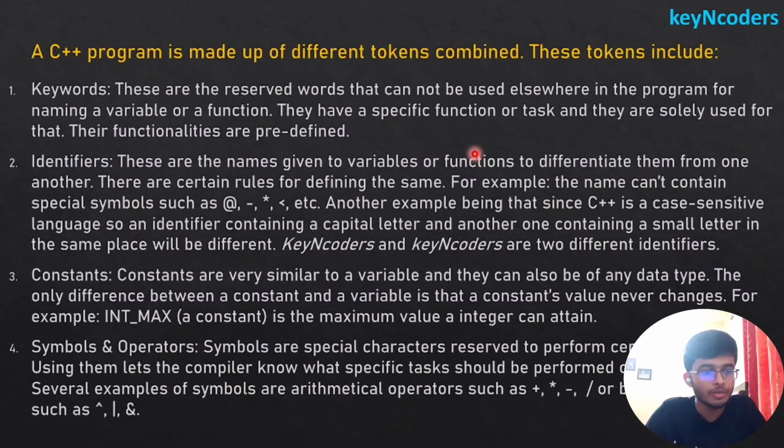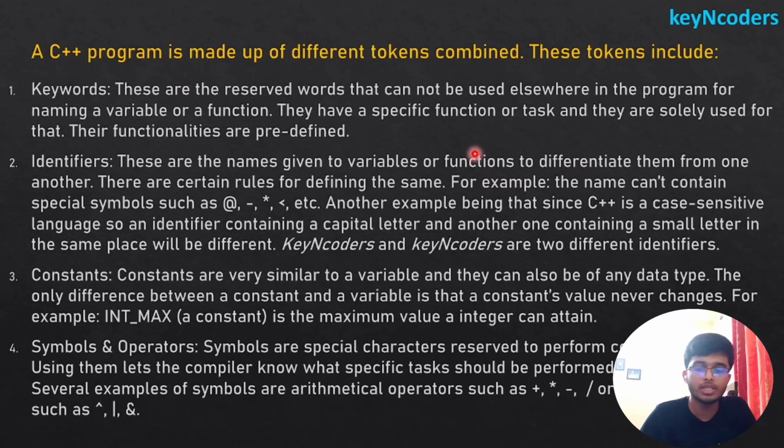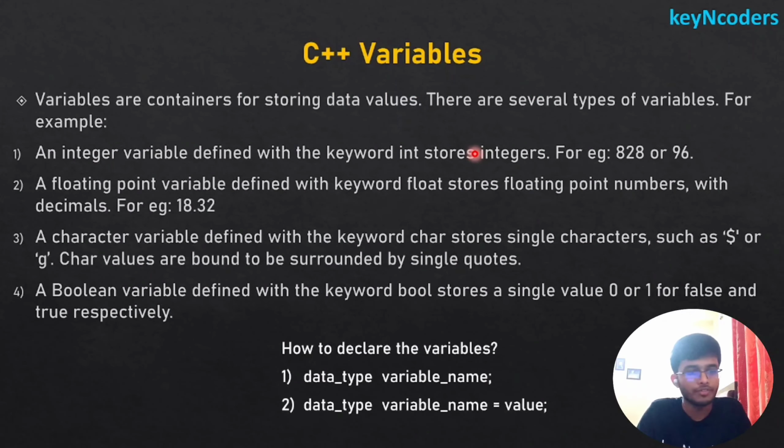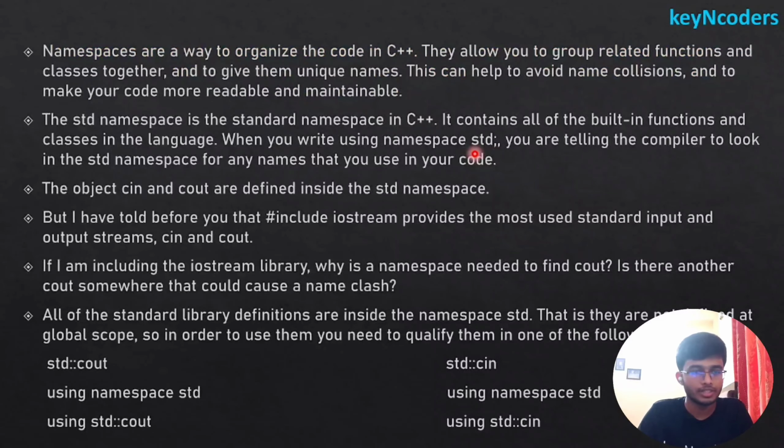So coming on to identifiers, these are the names given to the variables or functions to differentiate them from one another. There are certain rules for defining the same. For example, the name cannot contain special symbols. This thing can be really hectic for you to understand, so let us define what variables are, then we will come back to this slide. Okay, so we will start with this slide.